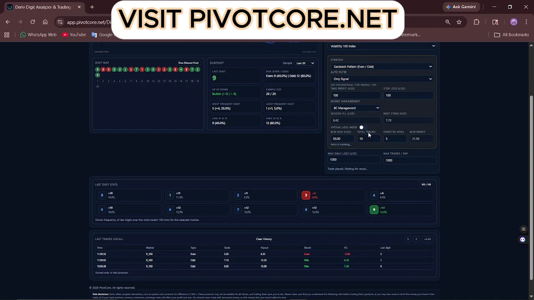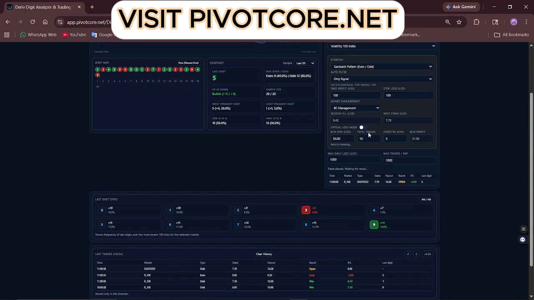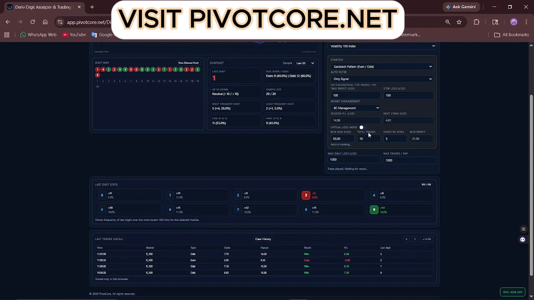If you've been looking for a way to automate your Deriv strategies, PivotCore.net is the place to be. The interface is clean, and setting up your first bot takes only a few minutes. It's perfect for those who want to maintain a professional trading routine without the stress of manual execution. Trading is all about having the right edge, and automation is that edge in 2026.